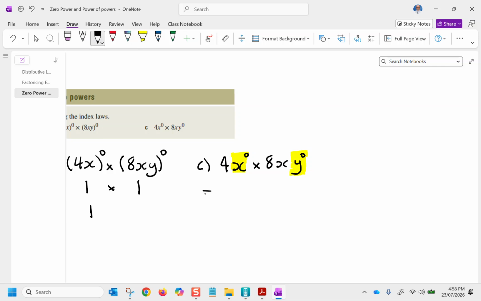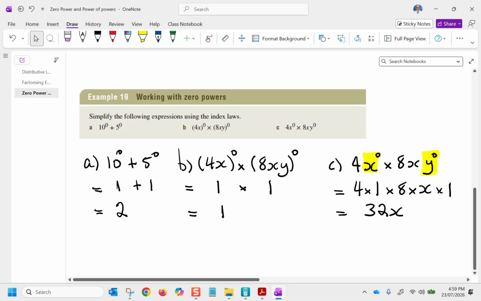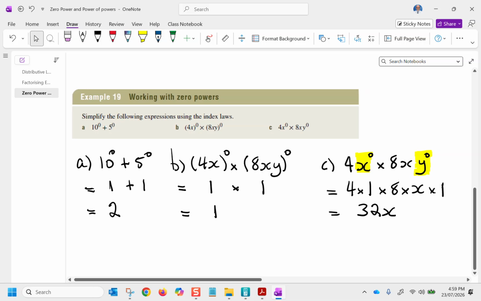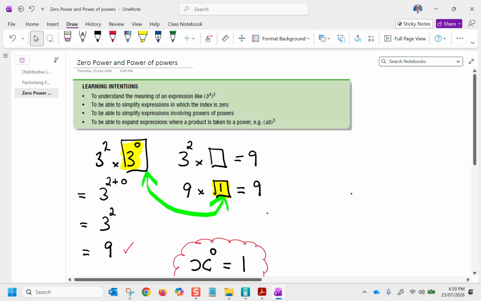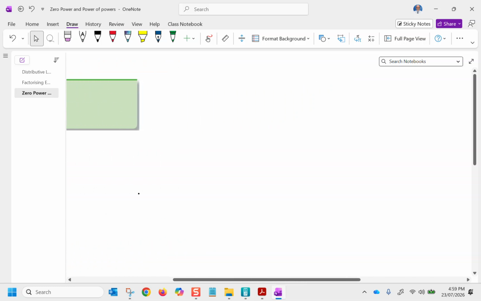So when I write this down, the 4 will still be a 4. x to the power 0 is 1, multiplied by 8, multiplied by x, and y to the power 0 is 1. So now the numbers 4 times 1 is 4, times 8 is 32, times that 1 at the end is still 32, and that's still multiplied by x. So that's how we do 0 powers.